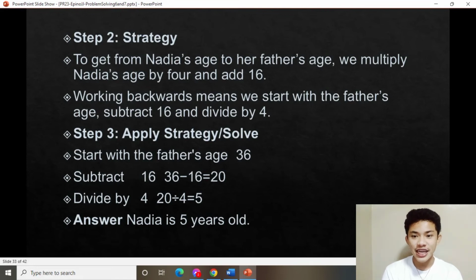So step 3, apply strategy. Start with the father's age, which is 36, and subtract 16. So 36 minus 16 is equal to 20. And divide by 4. 20 divided by 4 is equal to 5. So the answer is Nadia is 5 years old.